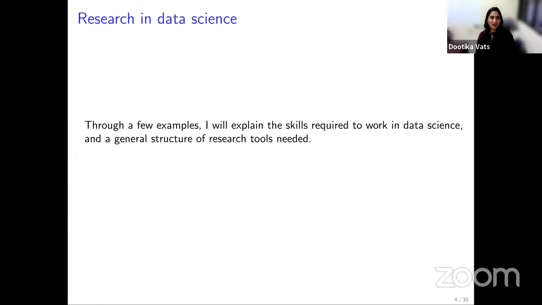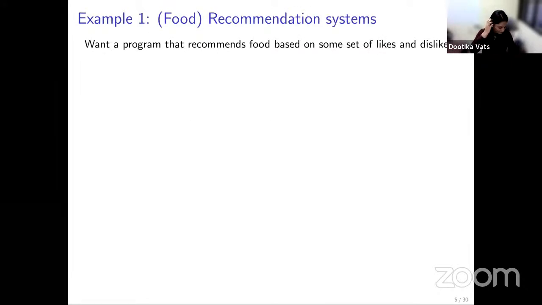Okay? So my first example is that of a food recommendation system. All right. Now I have food in the bracket, but it's basically called a recommendation system. So the idea is that there's a program I want to build that will recommend me foods based on what I like and dislike. Okay.